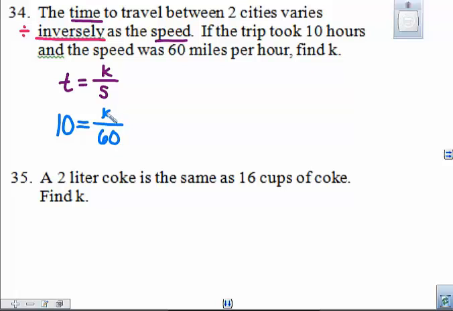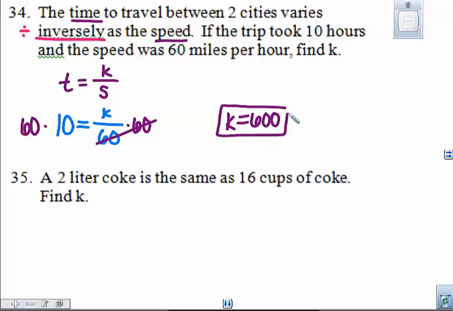So we want to find k. So now it's just an algebra problem. Get rid of the 60 by multiplying. So k is 600. K, remember, stands for constant of variation or constant of proportionality.